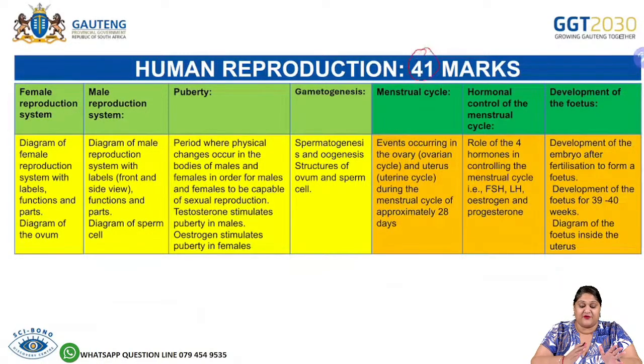I'm going to take you through the first part, and today I'm going to be focusing on the female reproductive system, the male reproductive system, puberty, and gametogenesis. Next week we'll be doing the menstrual cycle, the hormonal control of the menstrual cycle, and the development of the fetus. That is basically human reproduction in a nutshell. This is taken from the ATP, your examination guideline, the guide on exactly how much detail you need to study in each of these subtopics in this big topic called human reproduction.